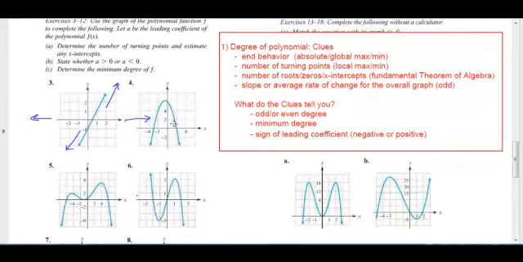Looking at graph number 4, it has different end behavior. As we go to the left on the x-axis, the graph goes down. And as we go to the right on the x-axis, the graph also goes down. There's a big difference between these two graphs. You notice the end behavior goes in opposite directions. Here the end behavior goes in the same direction.